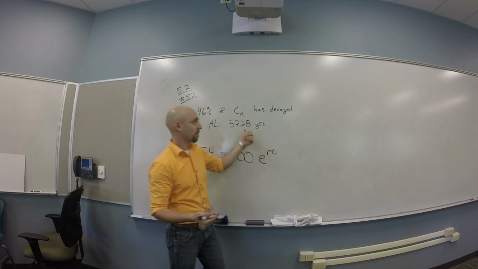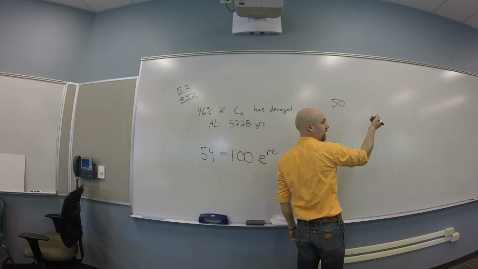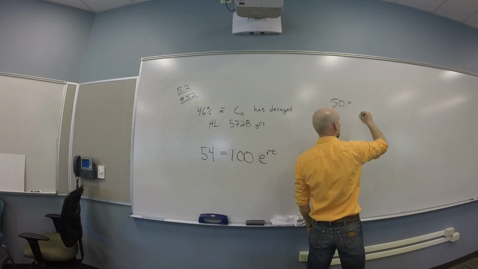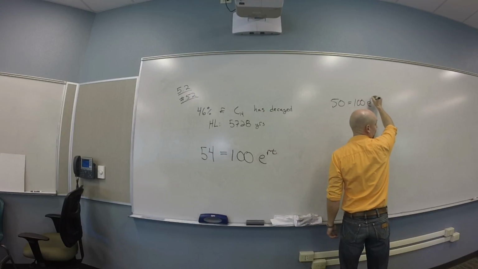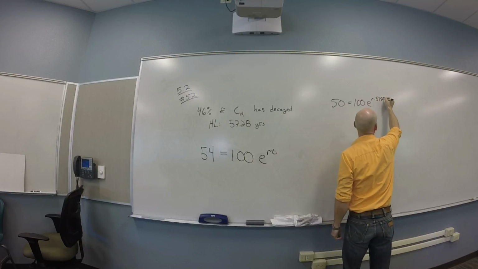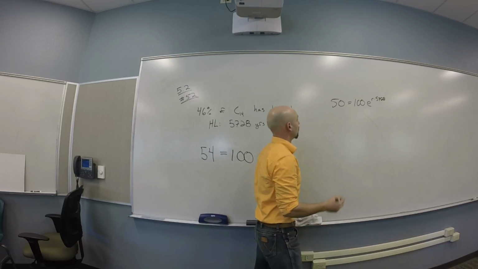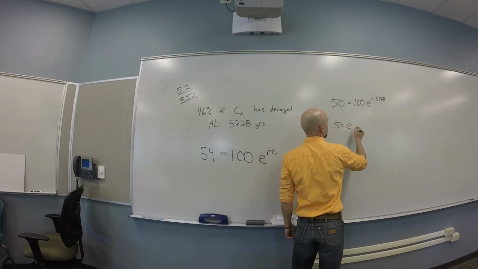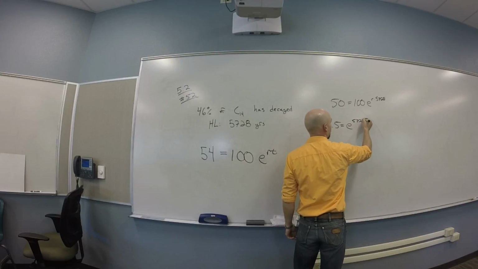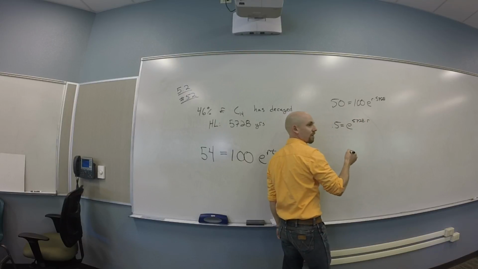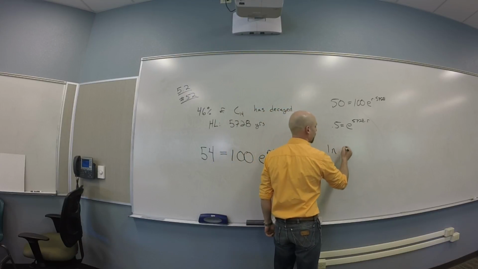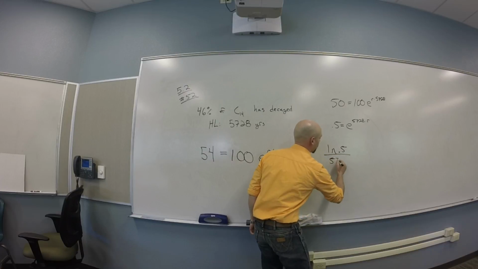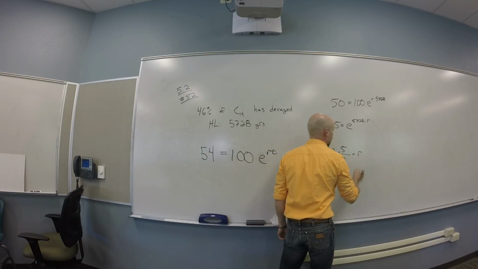0.5 of original equals. Yeah, so I need to set up another equation. So I know 50%, right, is 100 e to the R times 5,728, right? So 0.5 is e to the 5728 times R. And then what? Log it and then divide. So you should end up with log of 0.5 divided by 5728 is your decay rate.